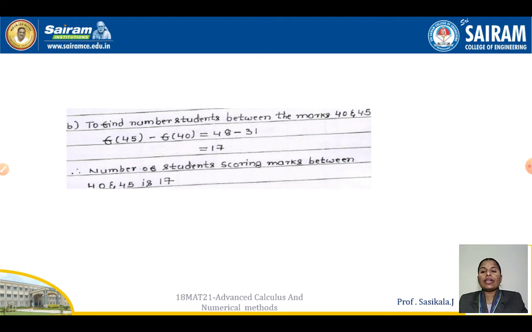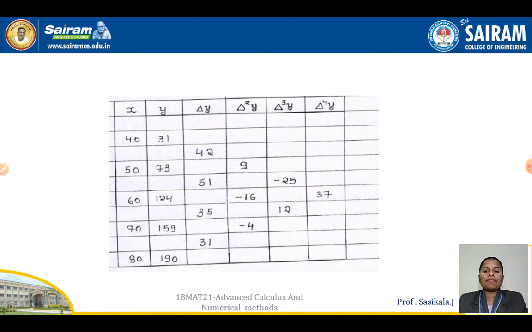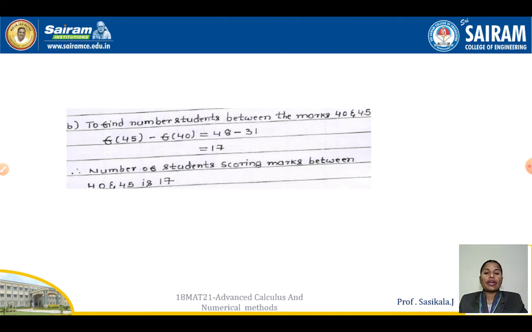Now go to the second question: the number of students between 40 and 45. 45 we found, and 40 we have already done. From 40 marks, it is 31 students. So the difference, 48 minus 31, gives 17 students between 40 and 45. So that is the result of this question.